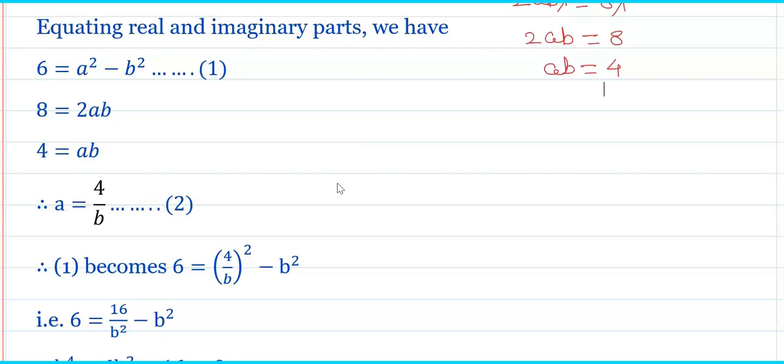Next, what is the value of a? a equals 4 by b, and this is equation number 2. Now substitute the value of this a in equation number 1. Then equation number 1 becomes 6 equals (4 upon b) whole square minus b square. Its square is 16 upon b square minus b square.